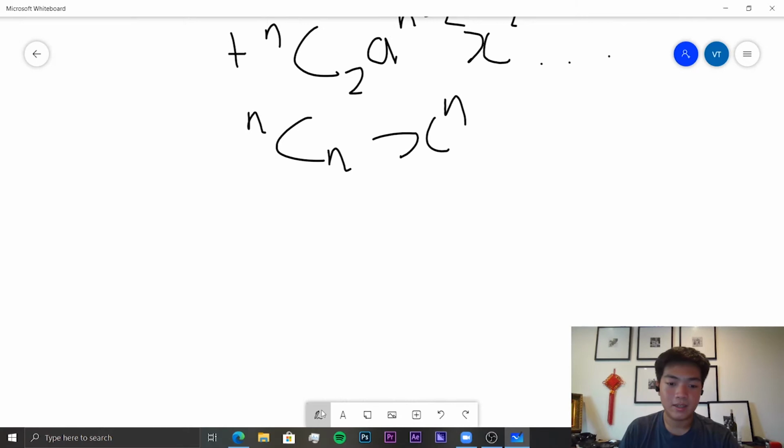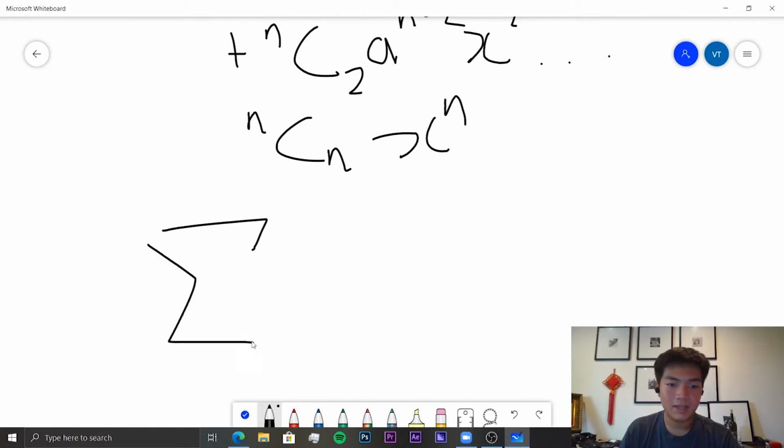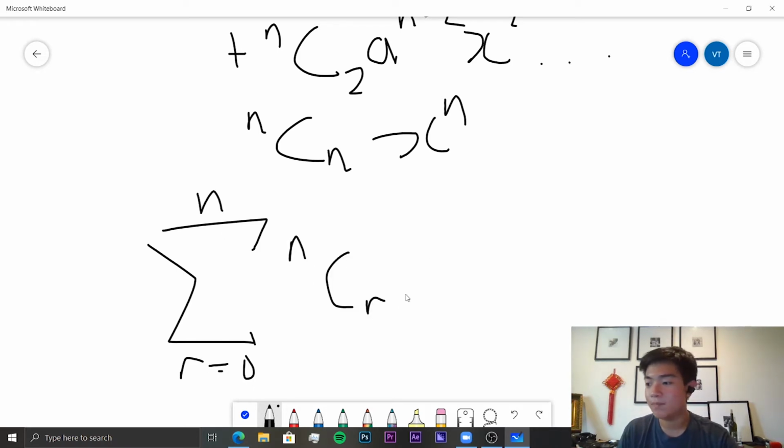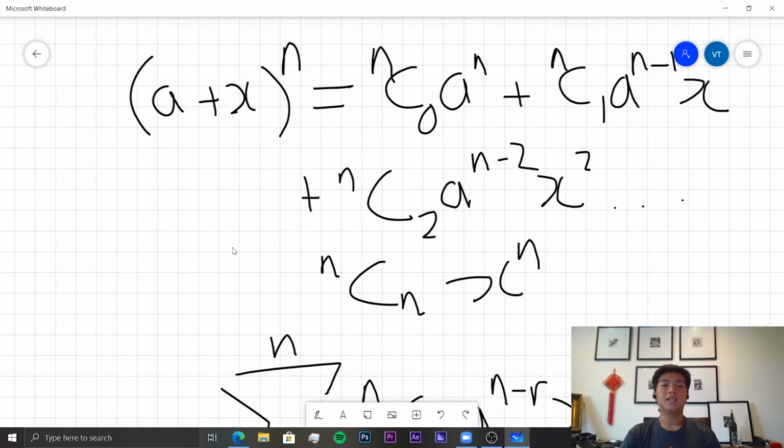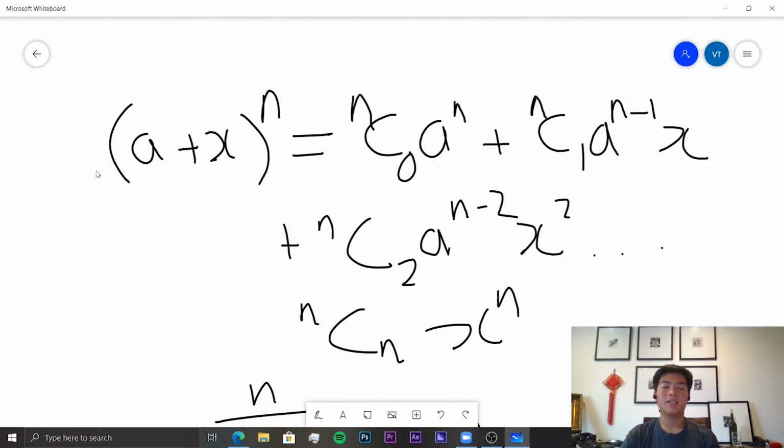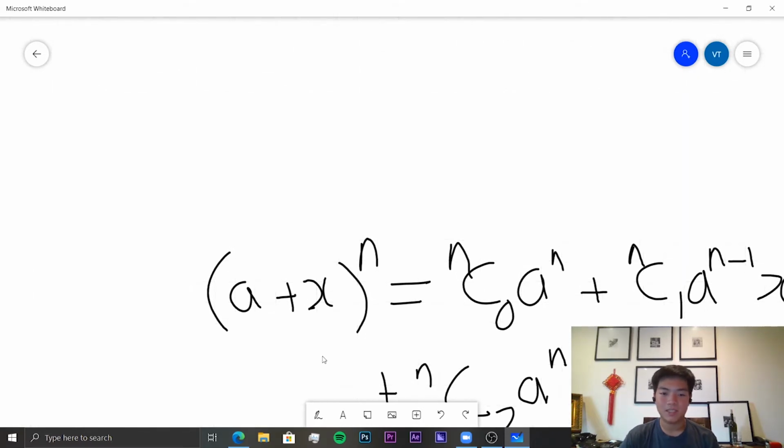And so in reality, it will be the sum from r equal to 0 to n of n choose r times a to the n minus r times x to the r. So this seems a bit complicated, but in essence, it's all about expanding this binomial. It's called a binomial because there are two terms in it.